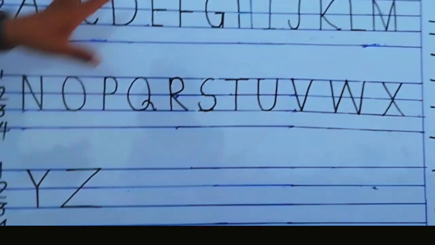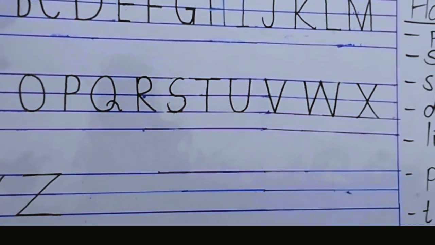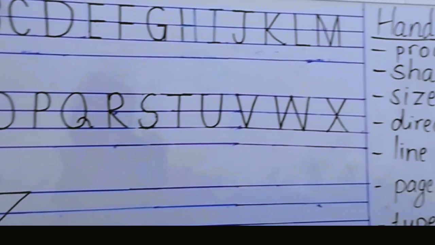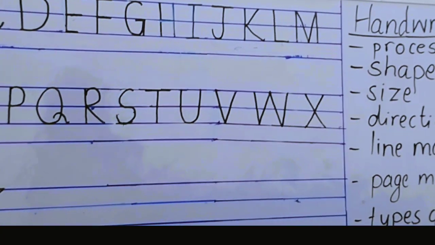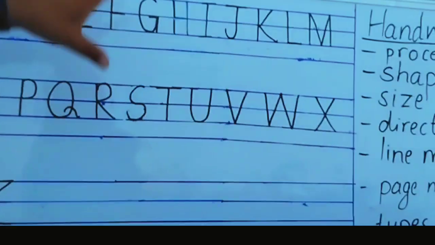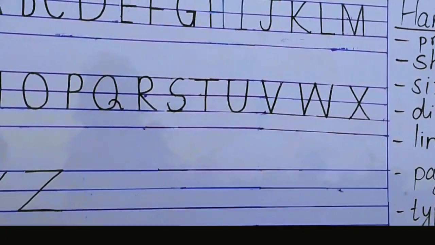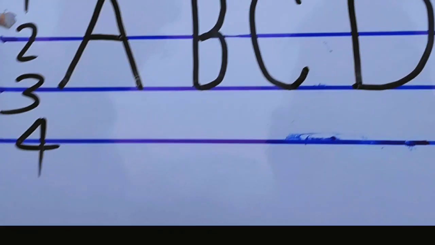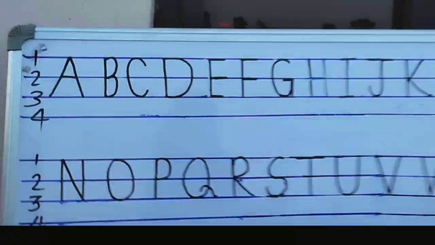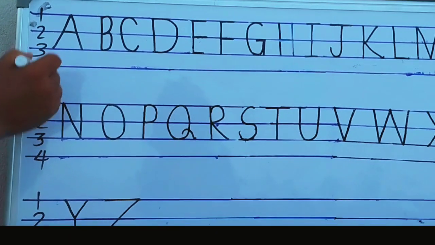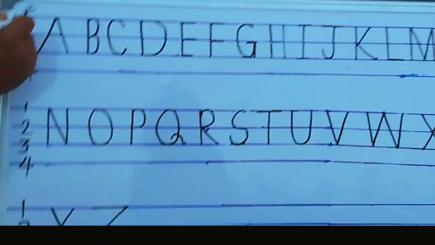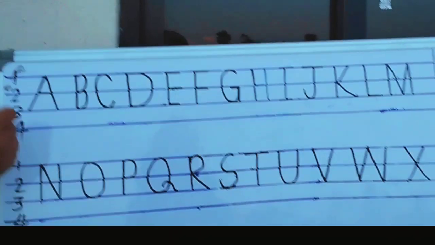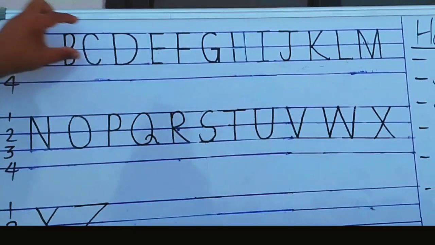So there are two cases in writing alphabets: capital case and lower case. There are capital letters and small letters. For capital letters, to teach the junior students, there are 4 lines. 1, 2, 3, 4 lines there. Only 1, 2, 3 lines are for all the capital letters.